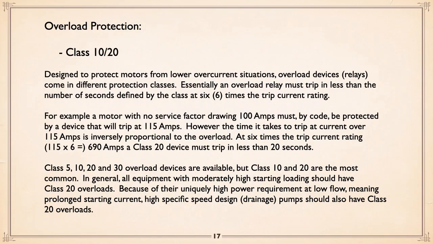Now, overload protection. We've been through disconnect, we've been through overcurrent. Overload means the motor is overloading, and what you want to do is trip it before the poor thing gets burned out. Essentially, an overload relay must trip in less than the number of seconds defined by the class at 6 times the trip current rating. So what we're talking about in seconds is always based on the assumption you're at 6 times the current. In other words, a 100-horse motor at 600 volt, we're talking 600 amp.